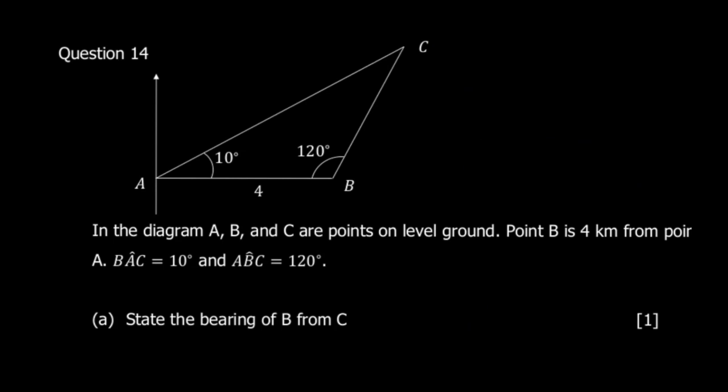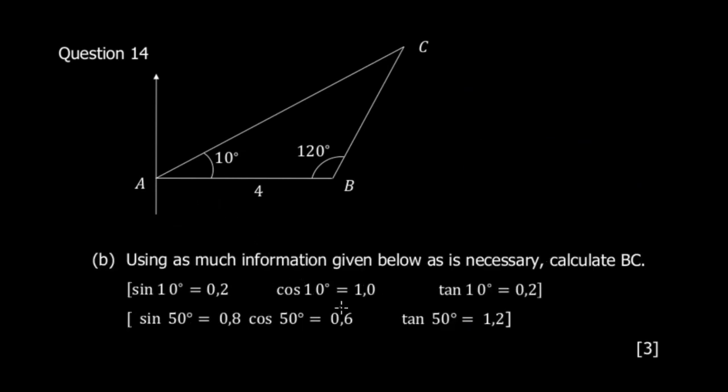Let's move to the next part. It says using as much information given below as is necessary, calculate BC. So how do you do this? You first analyze your triangle. Normally when you have to use cosine rule, you have two sides sandwiching a known angle. Here we only have one side. When we have a side and an angle facing each other, then we can use the sine rule.